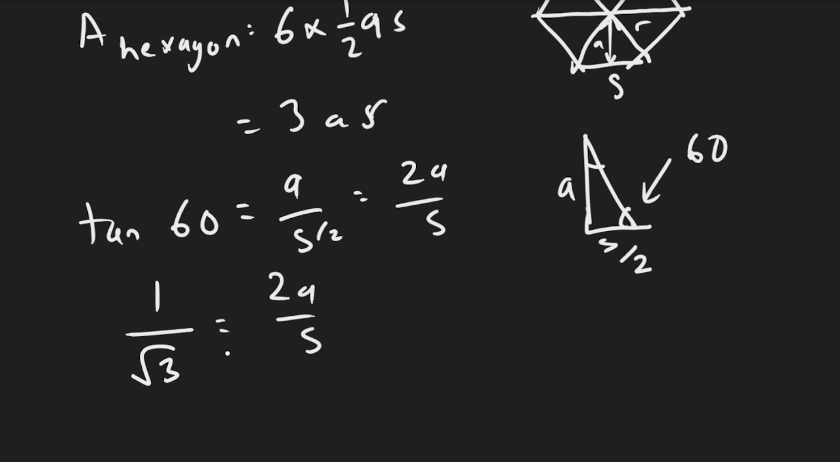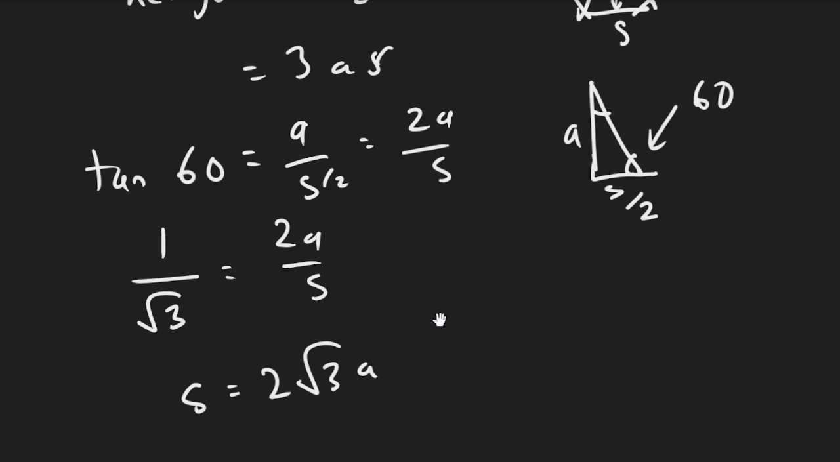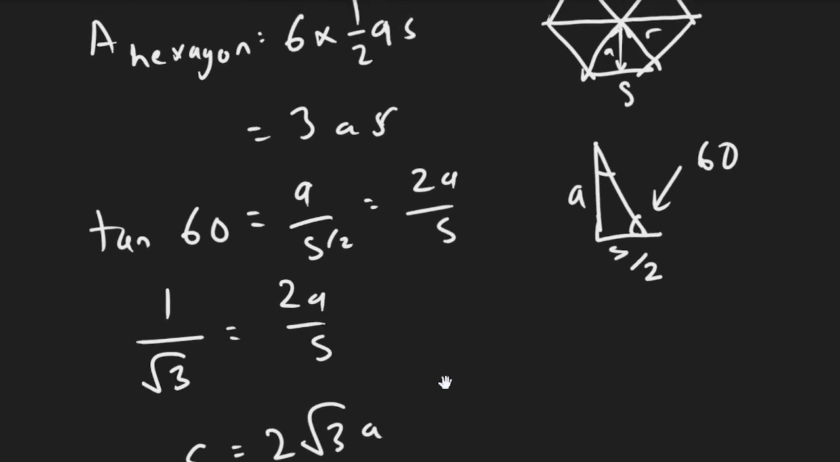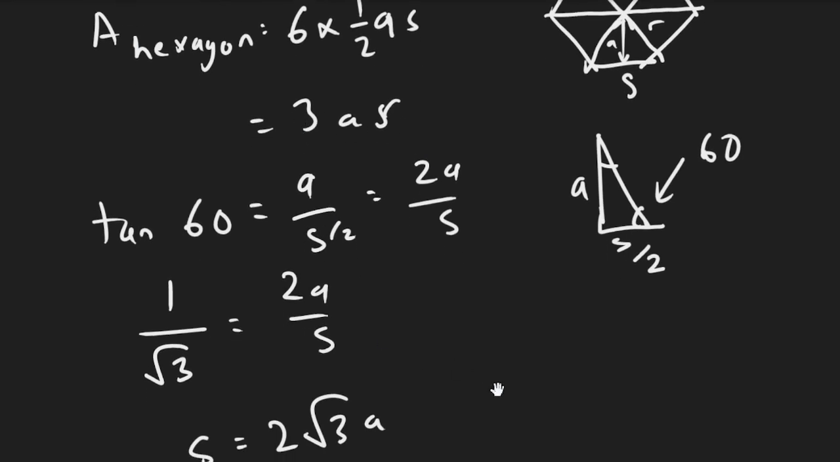So just to make it even easier, we have S equals 2A times square root of 3. So let us just rewrite this: 2 square root of 3 times A. So this is the relation between S and A. Okay? Since we have this, so what do we do? Let us express the area of the hexagon in terms of A and then in terms of S.